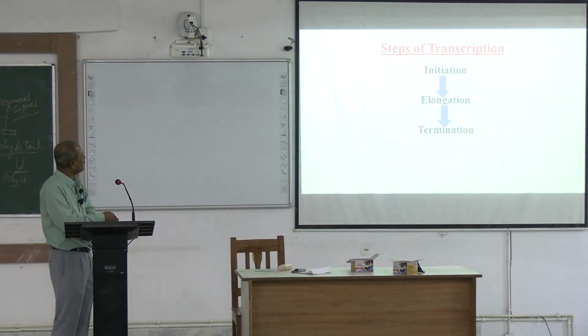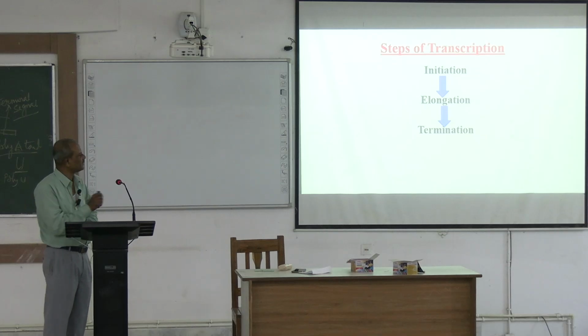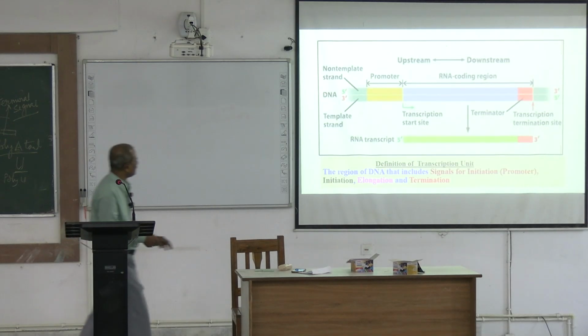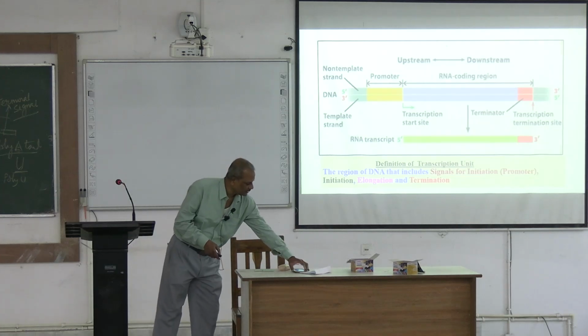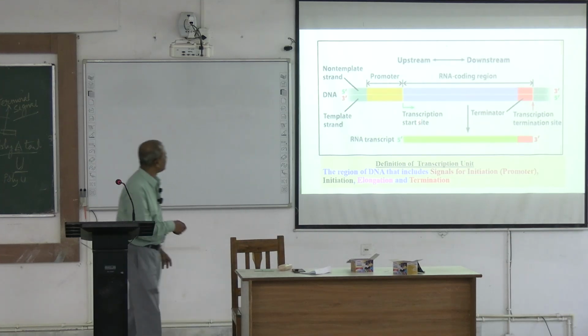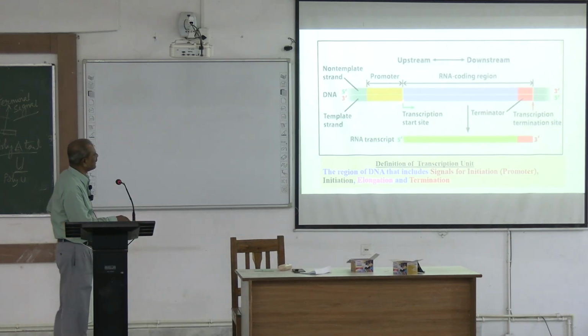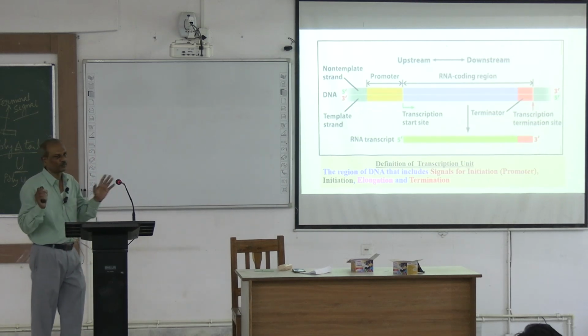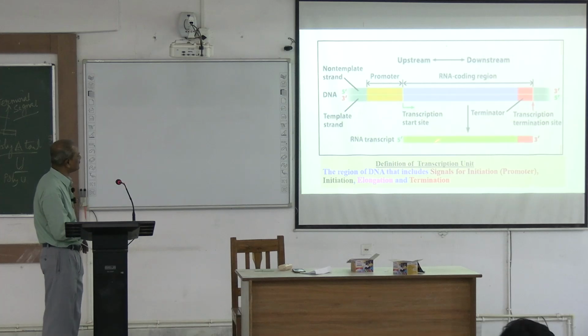Okay. So, the steps are 3: initiation, elongation and termination. Remember all these three things. So, one part is the promoter. What is a transcription unit? Transcription unit is basically the promoter region, which signals for initiation. And the initiation, elongation and termination sites, the whole unit, is called the transcription unit. Okay.